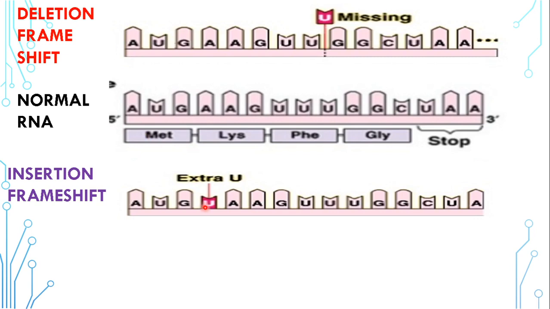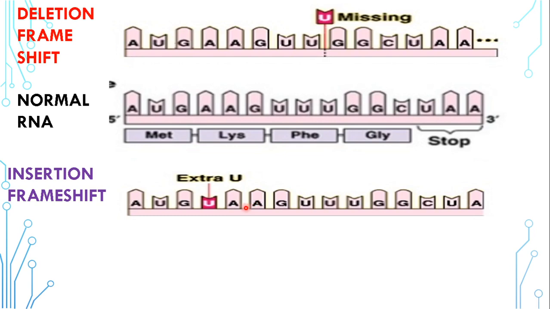The resulting polypeptide will be totally reformed. It will be totally changed from the normal one. Why is it happening? Because a new base has been added in it. This is known as insertion frame shift. The reading frame shifts, and that is why it is known as insertion frame shift.